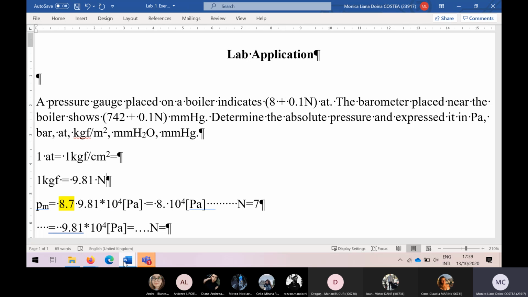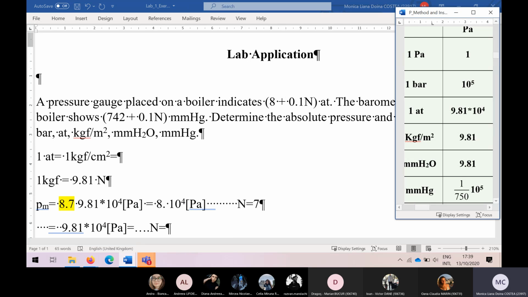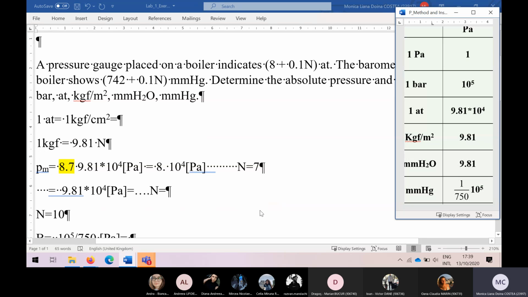You can also see this difference looking to the table, to what means kilogram force per square meter. You see here you have precisely 9.81. When you pass from square meter to square centimeter here, it is 9.81, 10 to 4. Did I answer the question?